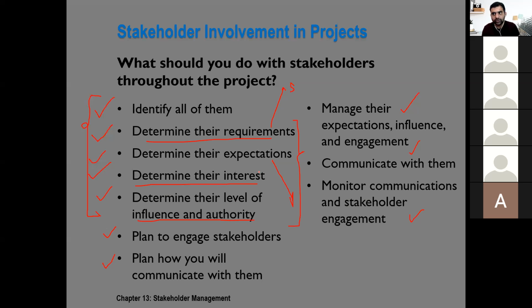Once that work is done, you have a good understanding of your stakeholders. You identified all of them, you analyzed their needs well. Now you can make a good plan. And that plan would obviously be about stakeholder engagement and fulfilling their communication needs. Once a plan is established, the next two steps are manage the stakeholder engagement, manage their expectations, influence and engagement, and communicate with them, fulfill their communication needs, and also keep an eye on the effectiveness of the communication and stakeholder engagement.